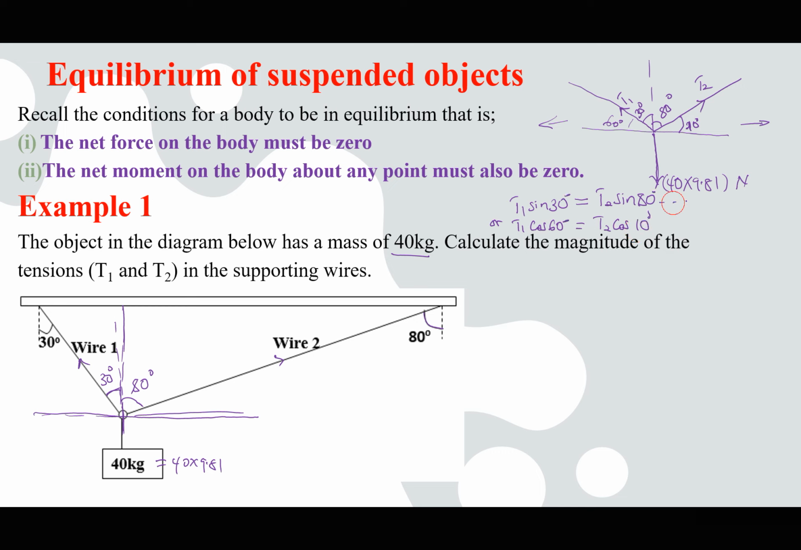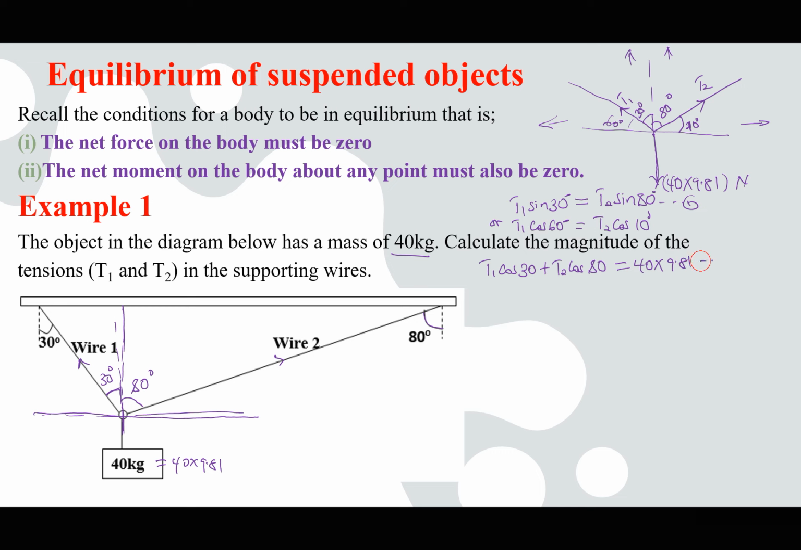It is the same thing, so you choose one of these equations. Then when I resolve in the vertical, T1 in the vertical points upwards and T2 in the vertical points upwards. So the sum of those two will give us the weight downwards for equilibrium, because the resultant force must be zero even in the vertical. So we have T1, because in the horizontal it was sine, it means in the vertical it is cos. So it will be T1 cos of 30 plus T2 cos of 80 is equal to 40 times 9.81.